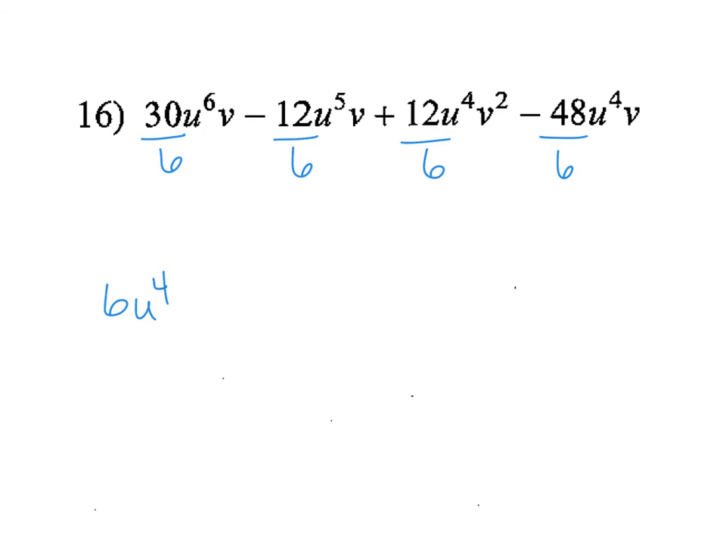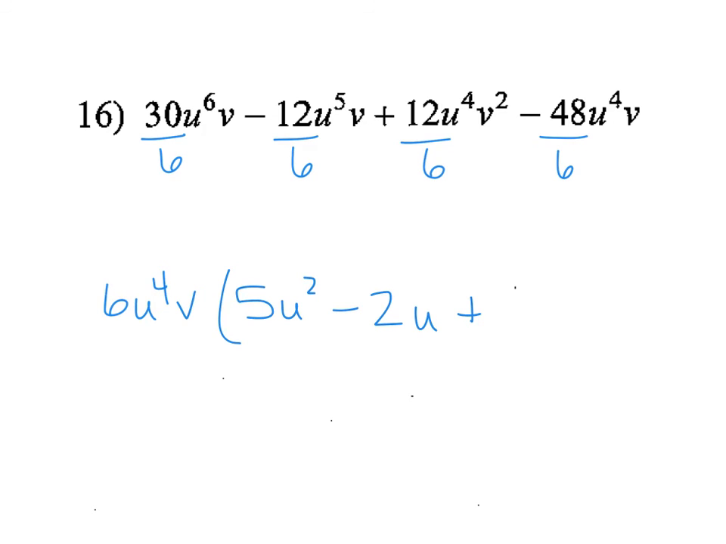Now I'm looking at my v's. I got 1, 1, 2, and 1. So I can definitely pull 1 out of all parts. So I'm also going to pull a v. So 30 divided by 6 is 5. Now I pulled out 4 of the 6 u's, so there's only 2 left. The v got pulled. Minus 12 divided by 6 is 2. I pulled out 4 u's, which means there's 1 left, and I pulled out the v.